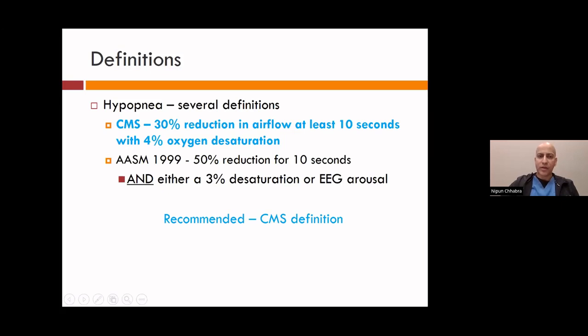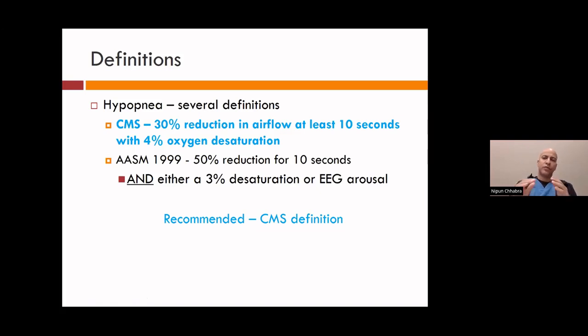And here's another important slide. There is some variability in the literature when we look at the definitions of hypopneas, but for our purposes and within the otolaryngology literature, I really recommend committing to memory the CMS definition, which is defined as a 30% reduction in airflow for at least 10 seconds with a 4% oxygen desaturation. There are different definitions by both the American Academy of Sleep Medicine and also some variations in the literature if you look at the family medicine literature, but really the CMS definition is what is recommended.